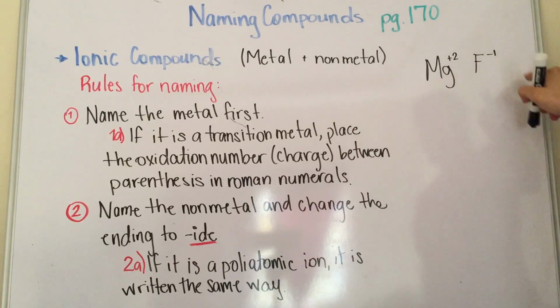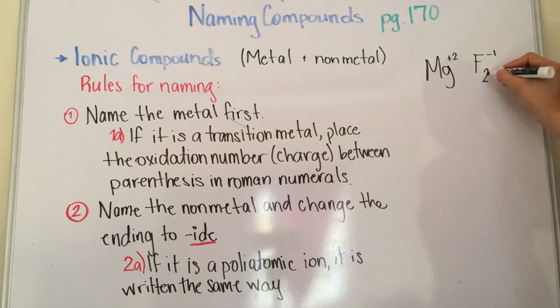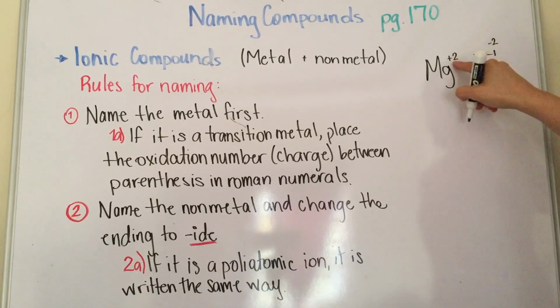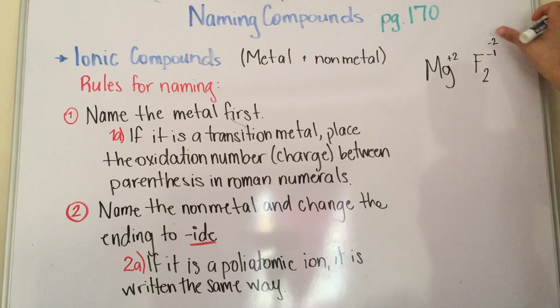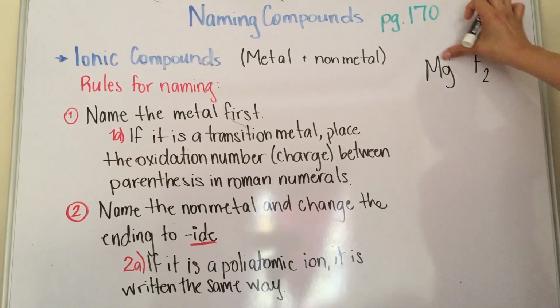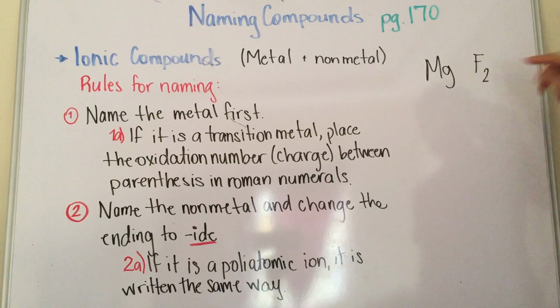We already know how to do this because this needs to add up to 0. So I put a 2 here, so that this 2 multiplies 2 times 1, -2, +2 minus 2, 0, right? So our chemical compound is magnesium fluoride, MgF2.